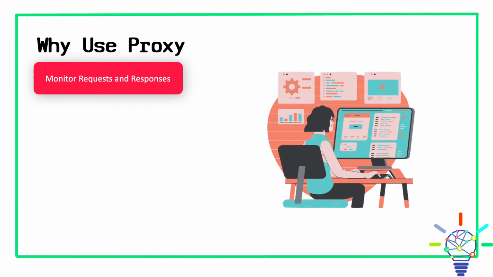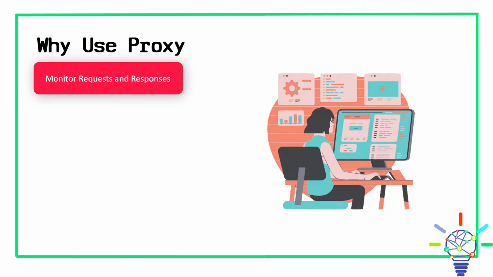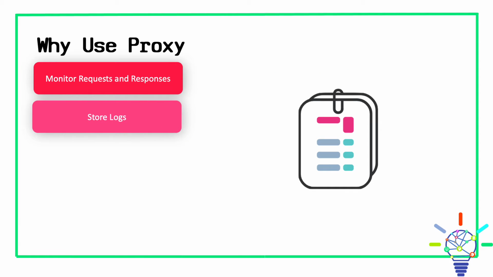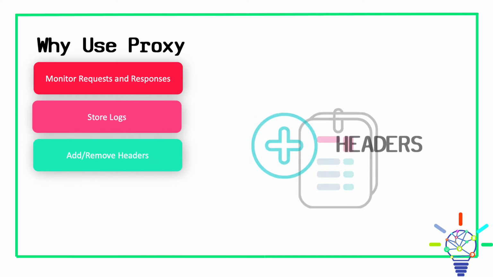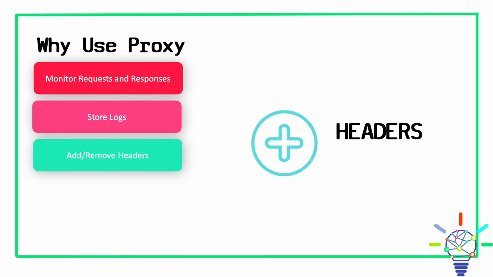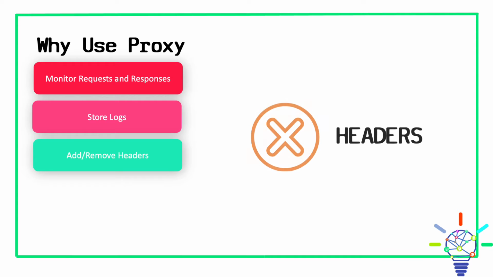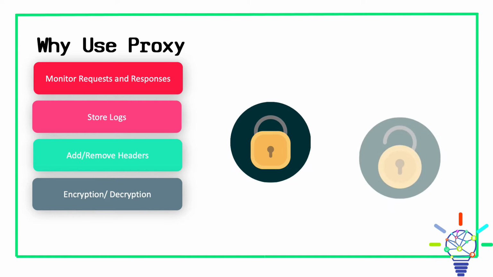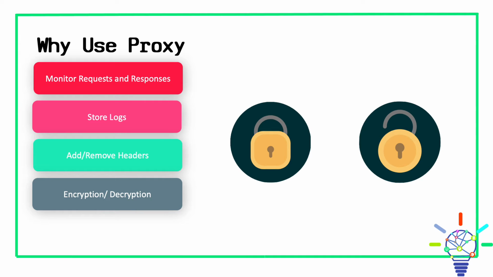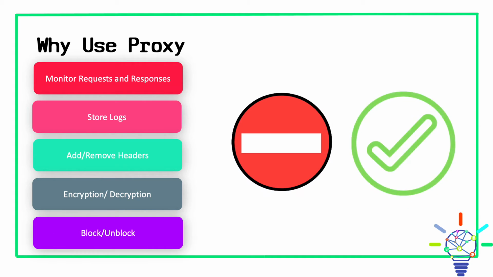Let's see why proxies are used. Proxies are used to monitor the requests and responses. Since every request goes through the proxy server first, before reaching your application or web server, it can be used for monitoring the requests and responses. It can also be used to store logs. You can also add some application-specific headers that your application server might expect, or you can delete the headers, which you think could potentially cause issues for your application. Since this is the central place where your requests come, before getting delivered to your application or web server, this can be used for encryption and decryption of sensitive information. You can also use proxies to block or unblock websites.